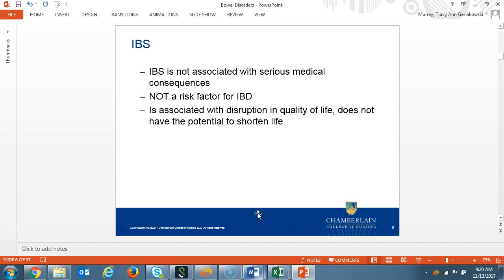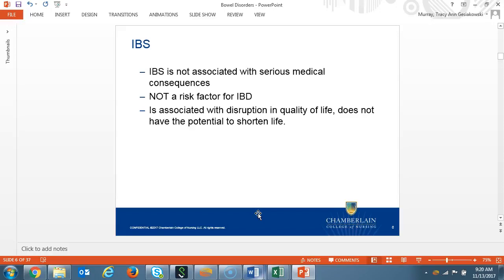IBS is not associated with serious medical consequences. People with IBS tend to live long, and in some studies somewhat longer than individuals who do not have IBS. IBS is not a risk factor for other serious GI diseases such as inflammatory bowel disease like Crohn's or ulcerative colitis or colon cancer. Likewise, the presence of IBS does not put extra stress on the other organs of the body, such as the heart, liver, or kidneys.